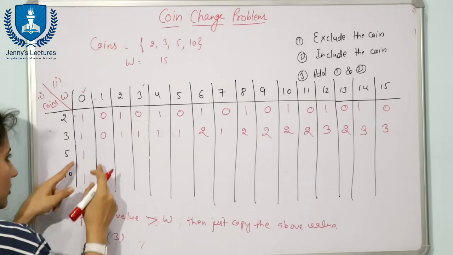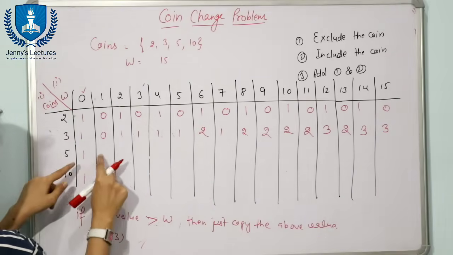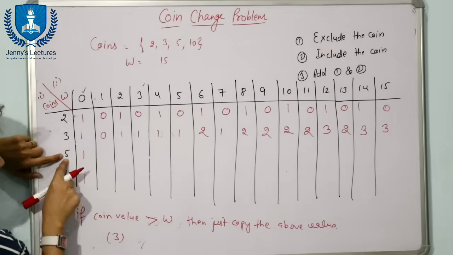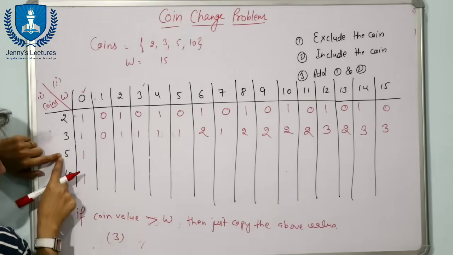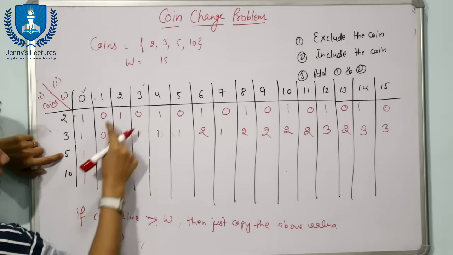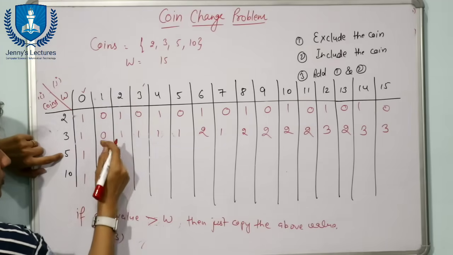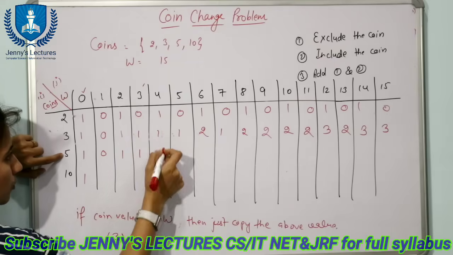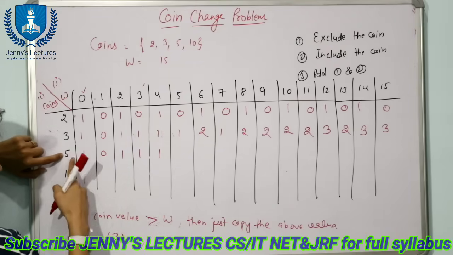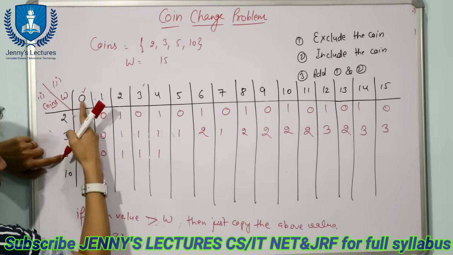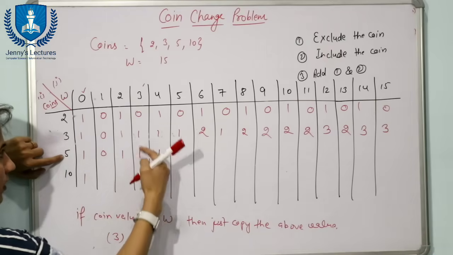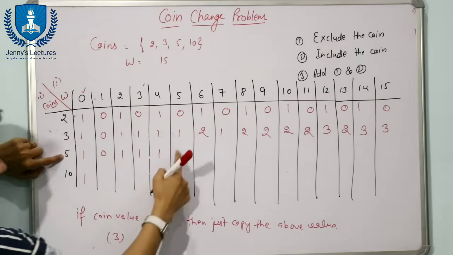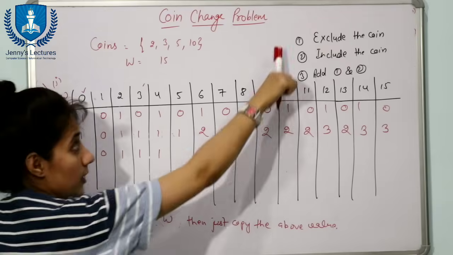So let us take this case also. Now we are going to fill this cell. Now here we have 5. So this coin value, or you can say this row value, is greater than this 1. So we will write just 0, here also 1, here also 1, here also 1. Here we are having 5, so from 0 to 4 you will write the same values which are in the above cell. Now for 5, how to calculate?